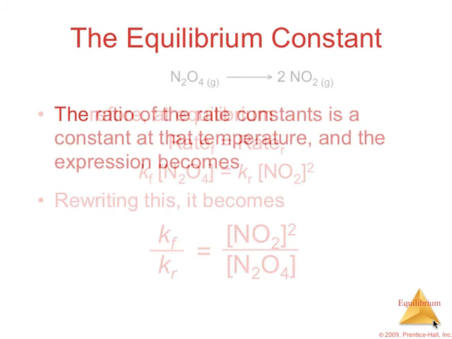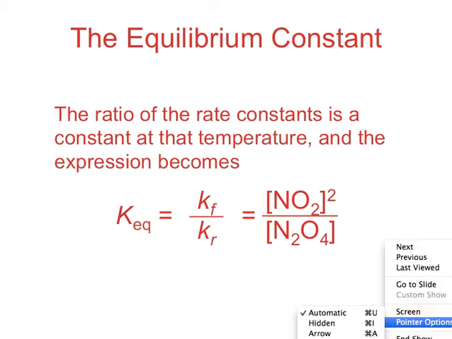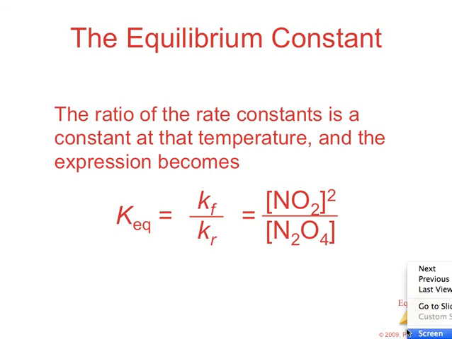So that value, Kf over Kr, becomes your equilibrium constant, represented by a Keq, and that is constant at a given temperature. So at different temperatures, your equilibrium constant will change. And we're going to find out what this equilibrium constant can do for us. Please keep in mind that the general representation for your equilibrium constant is your Keq.